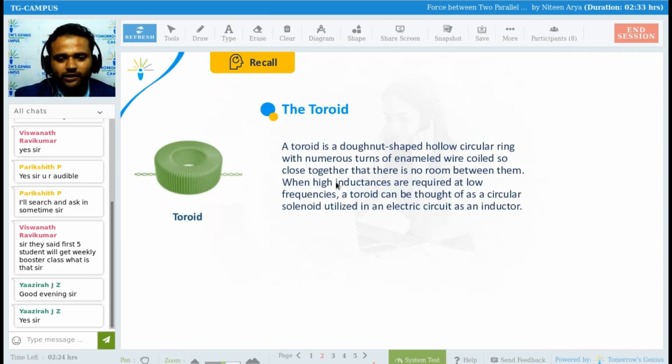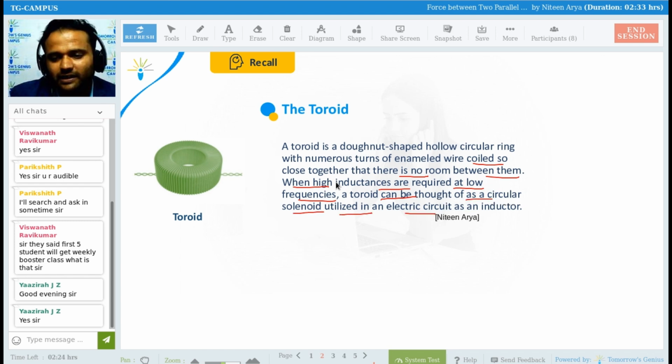Okay, so starting with the toroid again. That is a recall. Toroid, what is it? A toroid is a donut-shaped, hollow circular ring with numerous turns of insulated wire coiled so close that there is no room between them, used when high inductance is required at low frequency. A toroid can be thought of as a circular solenoid utilized in an electric circuit as an inductor.